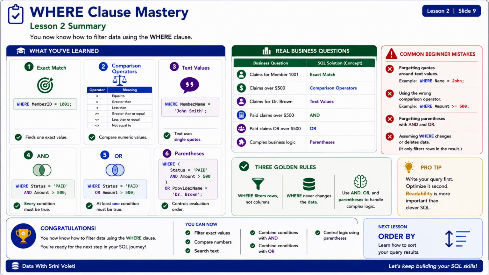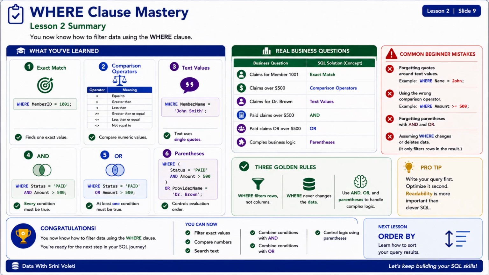We began with exact match using the equal operator to find specific values, such as all claims submitted by member 1001. Next, we learned about comparison operators including greater than, less than, greater than or equal to, less than or equal to, and not equal to. These operators allow us to compare values and return only the rows that satisfy our conditions. After that, we learned how to filter text values. One important rule to remember is that text values must always be enclosed in single quotation marks.